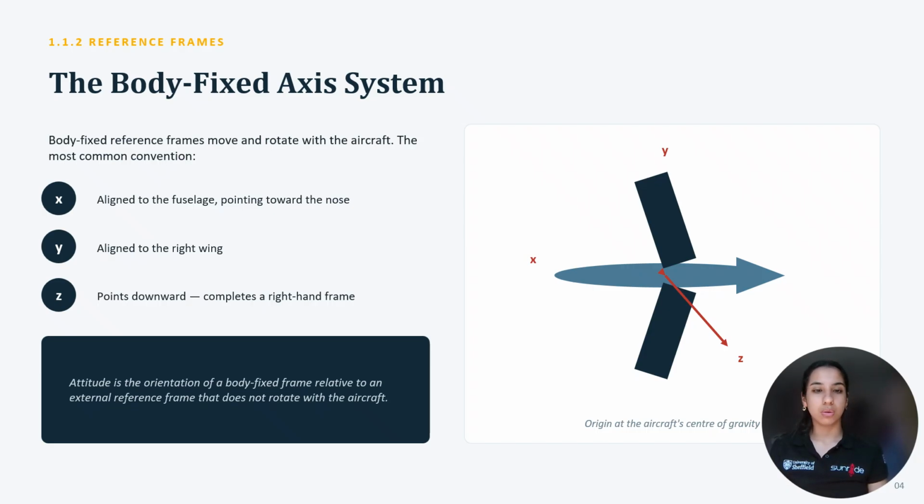Now, the attitude is the orientation of the body-fixed frame relative to an external reference frame that does not rotate with the aircraft. So these are body-fixed axis systems, which rotate with the aircraft. That's one of the things to understand. It's usually used for pilots to understand how they're going to navigate.